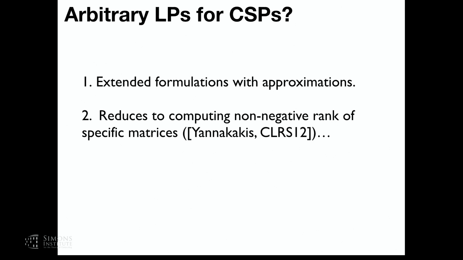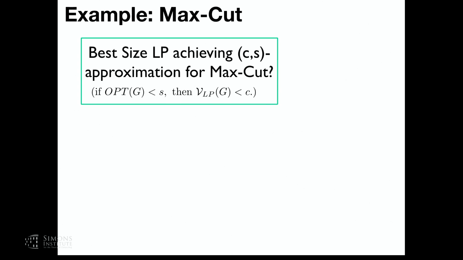But at the end of the day, all of these definitions reduce, by this very nice result of Yannakakis, further expanded on by Chan, Lee, Raghavendra, and Steurer, to computing the non-negative rank of certain matrices. So that's going to be our starting point. You can get all of these size lower bounds for CSPs and the simulation results if you can understand the non-negative rank of certain matrices. I'll tell you what these matrices are by giving an example, and then we'll talk about what sorts of things we'd like to know.